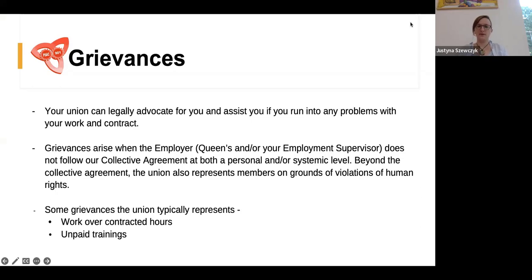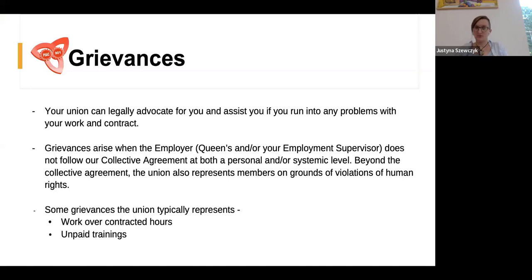There are different steps to take, but right now I don't want to go into the detailed procedure for grievances. There are two things I want you to remember. Sometimes it's just possible to approach your employment supervisor and just talk. It depends on, of course, what the relations are at your department, how those things are handled within the department. So we encourage that you try to informally talk with the employment supervisor.